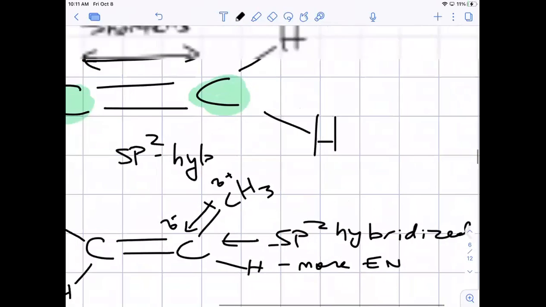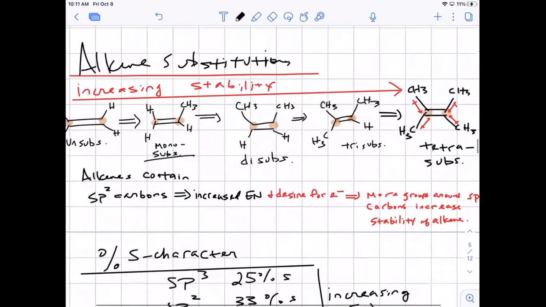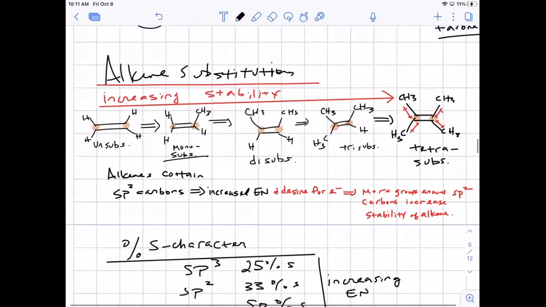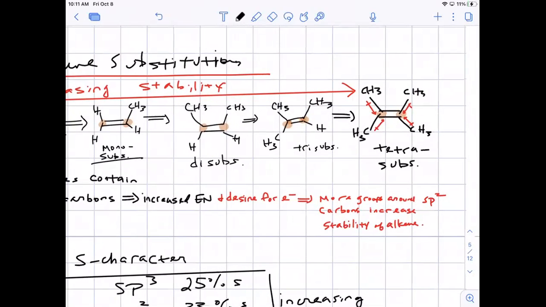So that's why up here when we talked about the stability of an alkene, we talked about the substituted alkene being the least stable, and then the tetrasubstituted alkene, which is on the end, being the most stable because it had the most groups around those two carbons that are hungry for electrons, right? And so that's why the more substituted alkene is more stable.